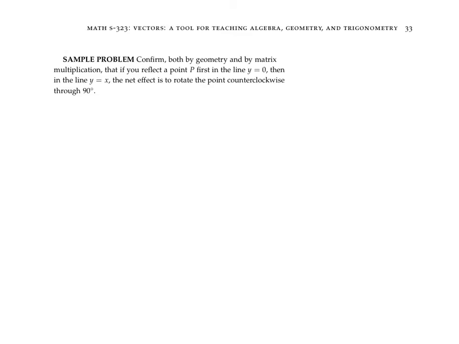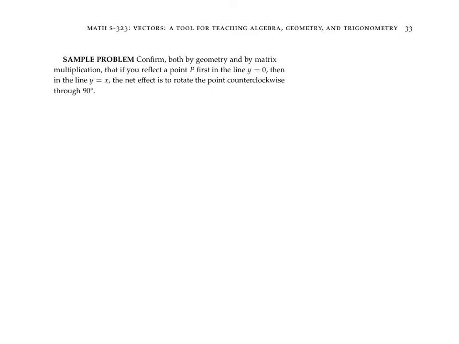Our next sample problem is a great one. We want to confirm, both by geometry and by matrix multiplication, that if you reflect a point P first in the line y equals 0, then in the line y equals x, the net effect is to rotate the point counterclockwise through 90 degrees. So we're doing two reflections, and we want to show that their composition, or doing one after the other, will result in a rotation of 90 degrees.